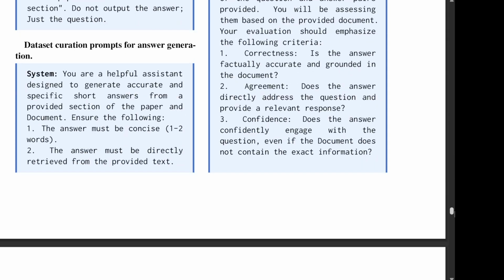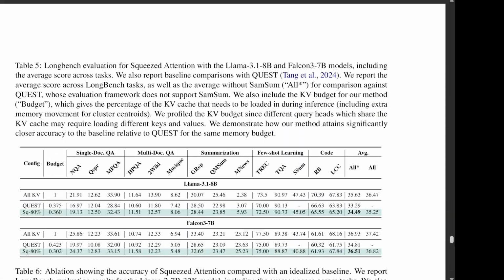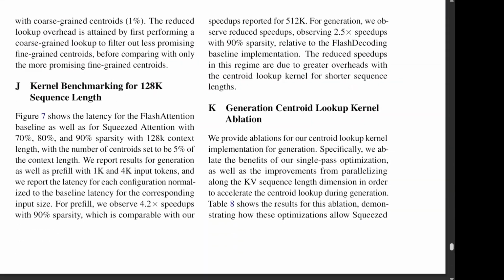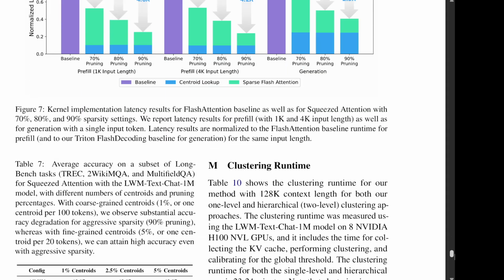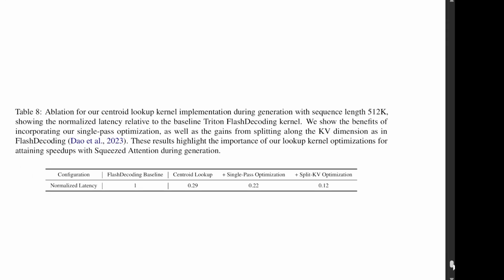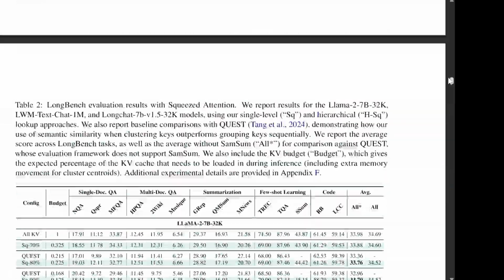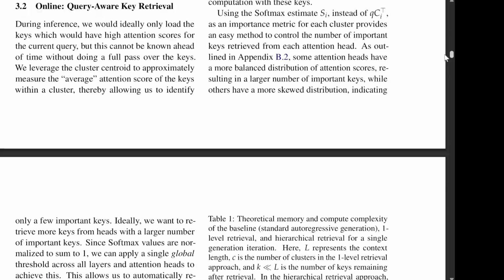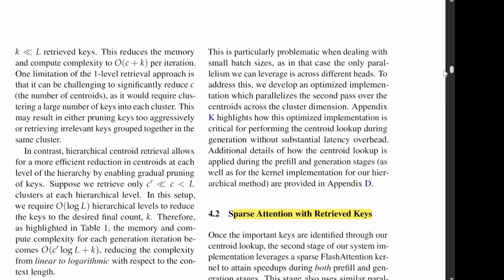Okay, what were they? First, a kernel for the centroid lookup, that fast comparison between query tokens and the centroids. They optimize this heavily, parallelizing across attention heads and query tokens, even making it work well for the tricky case of generating just one token at a time, which can be hard to parallelize efficiently.